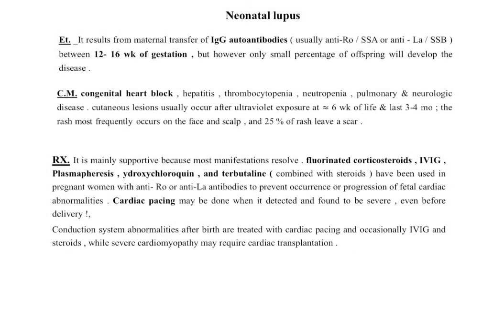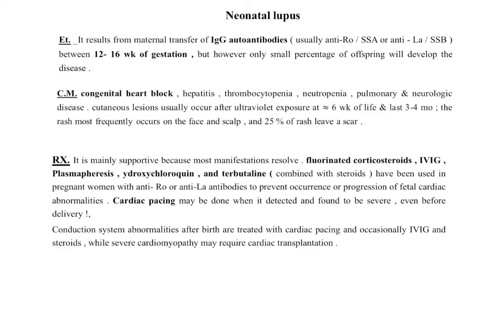Neonatal lupus etiology: it results from maternal transfer of immunoglobulin G between 12 and 16 weeks of gestation. However, only a small percentage of offspring will develop this disease. The main clinical manifestation of neonatal lupus is congenital heart block. In addition to hepatitis, thrombocytopenia, neutropenia, pulmonary, and neurological disease.